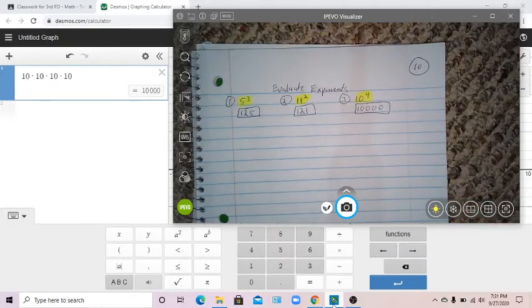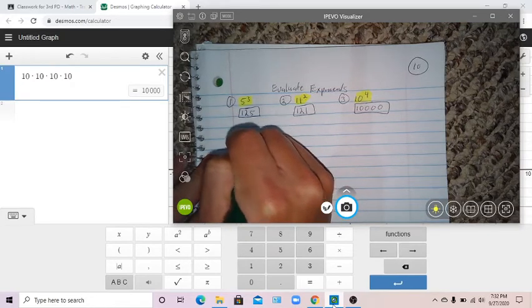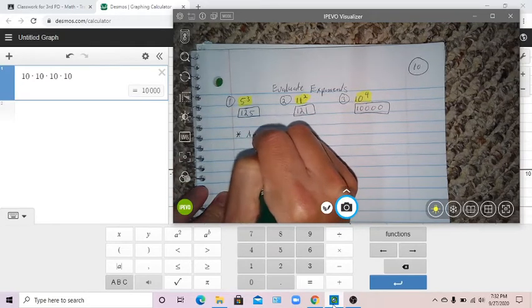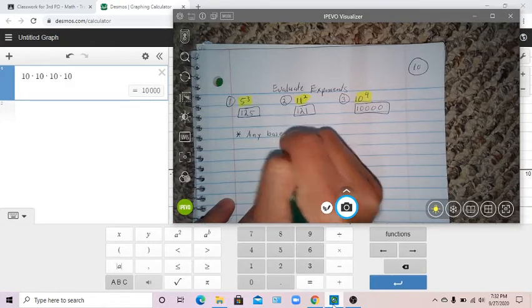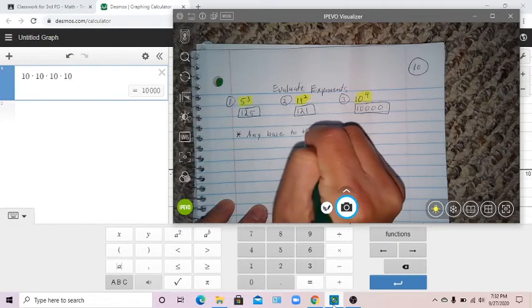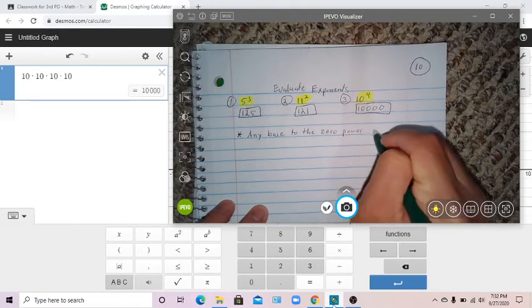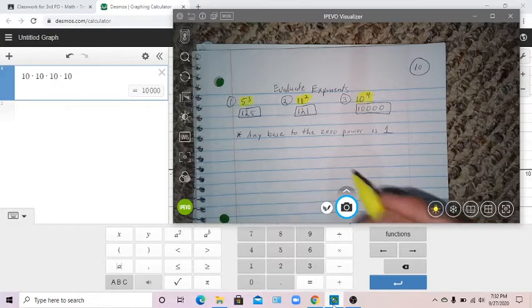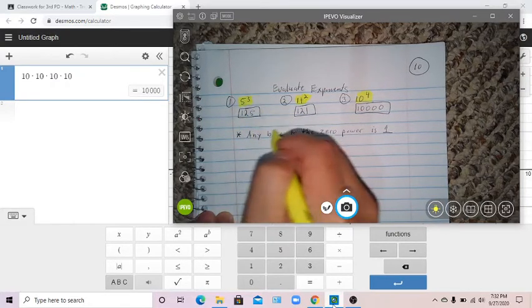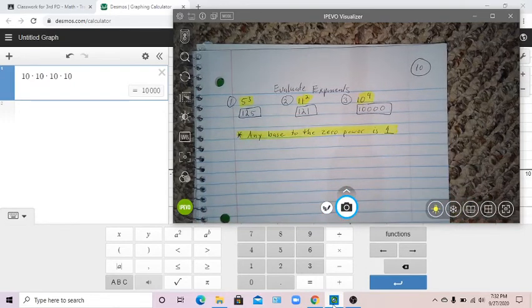Okay. All right. The next thing I want you to write is a bit of notes here. I want you to write anything, or any base, to the 0 power is 1. Okay, any base to the 0 power is 1. Any base to the 0 power is 1.